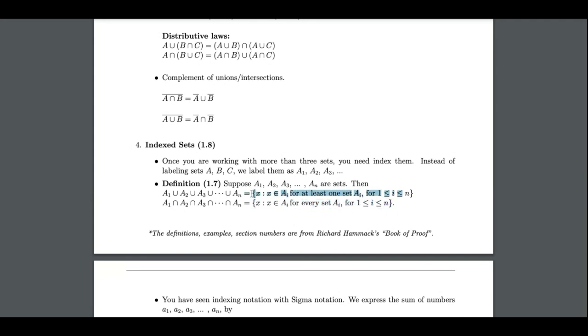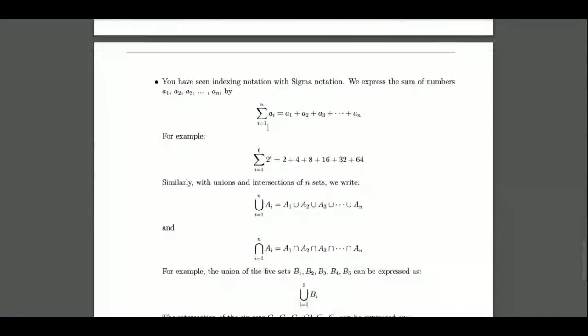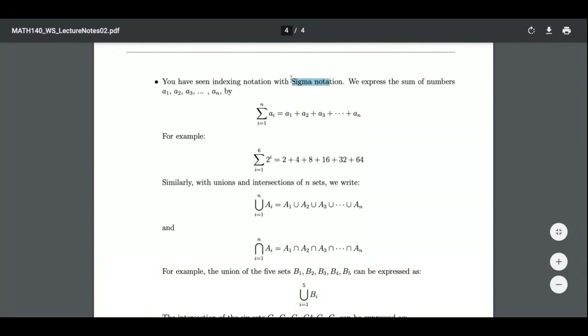The union collects all the elements in each set. So use the language, for the union, for at least one set. And for the intersection, we use the language for every set. We use this index notation in sigma notation. Sigma is about, okay, we want to add n numbers. Instead of writing A1 plus A2 up to An, we write sigma Ai, then let i run from 1 up to n. So a similar idea.